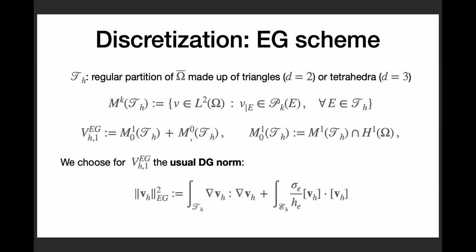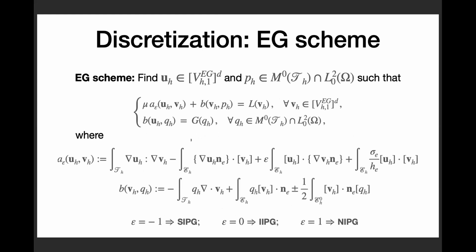So the enriched Galerkin scheme consists in finding an approximation of the velocity and an approximation of the pressure satisfying these equations. So the approximation of the velocity is a globally continuous piecewise linear polynomial plus a piecewise constant, and the pressure is a piecewise constant. The bilinear form a_epsilon is a usual form used in discontinuous Galerkin methods to approximate the diffusive term. And for different values of epsilon, we get different methods.